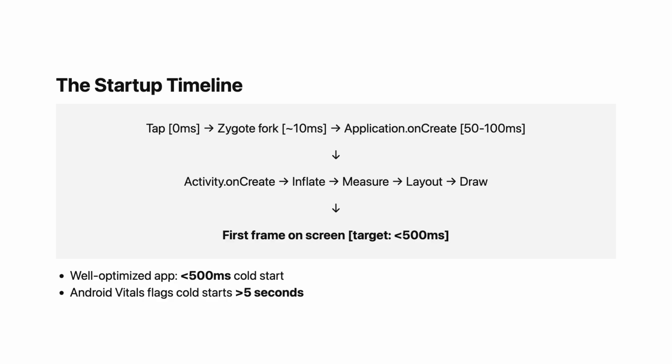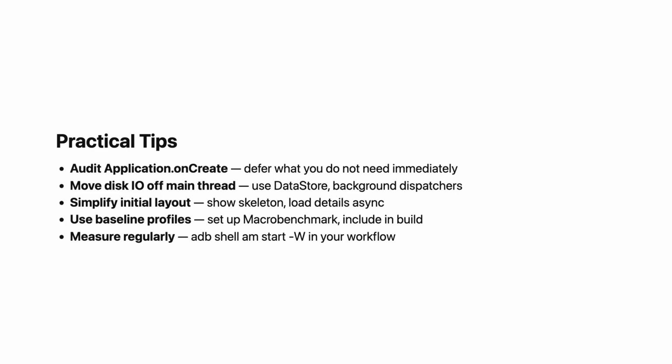For a well-optimized app, that total cold start should be under 500 milliseconds. For a complex app, under 1 second is a reasonable target. The Android Vitals dashboard will flag your app if cold start exceeds 5 seconds. But honestly, if you are anywhere near 5 seconds, you have a serious problem. Users perceive delays over 1 second as sluggish.